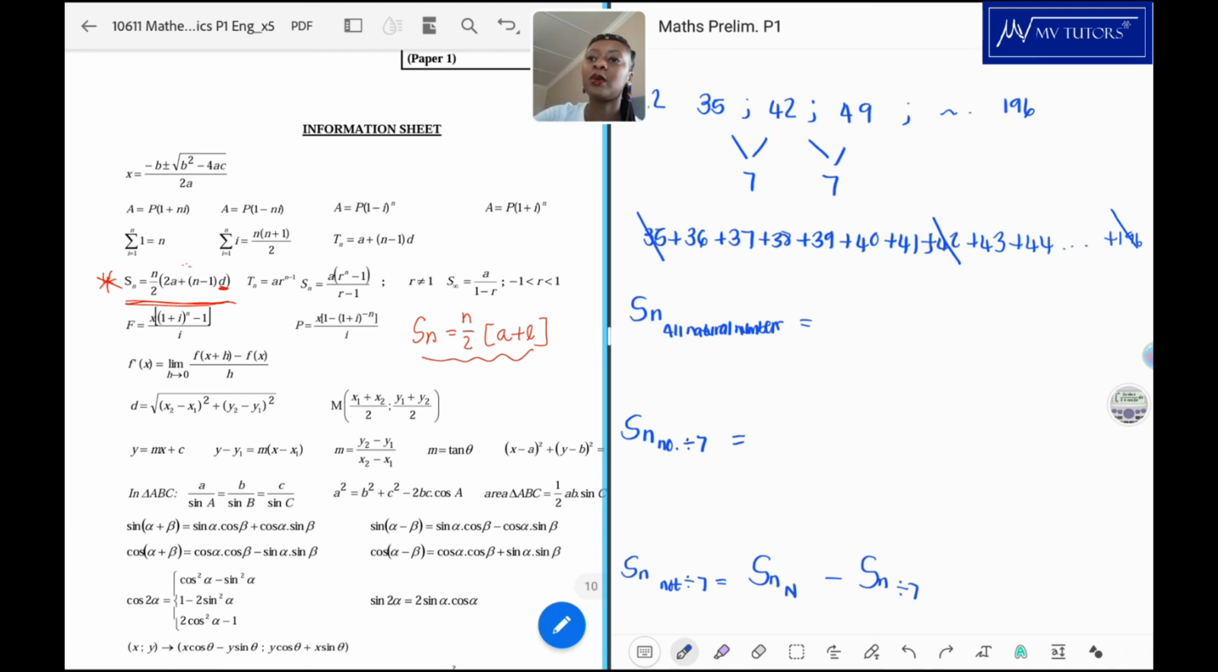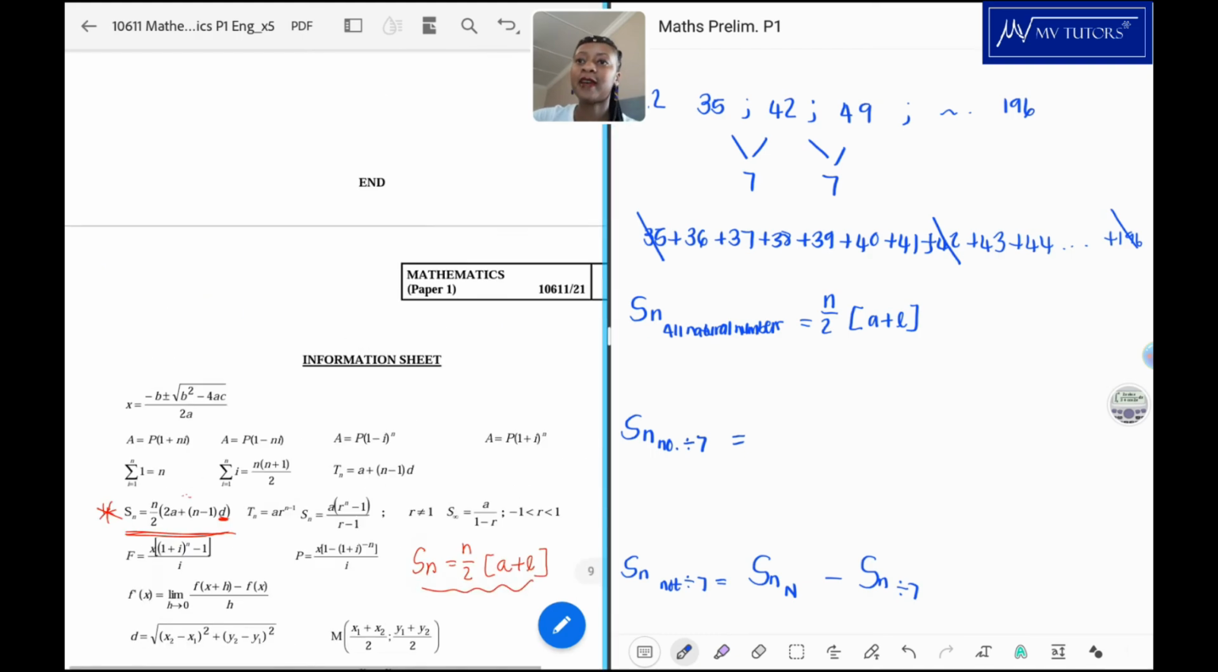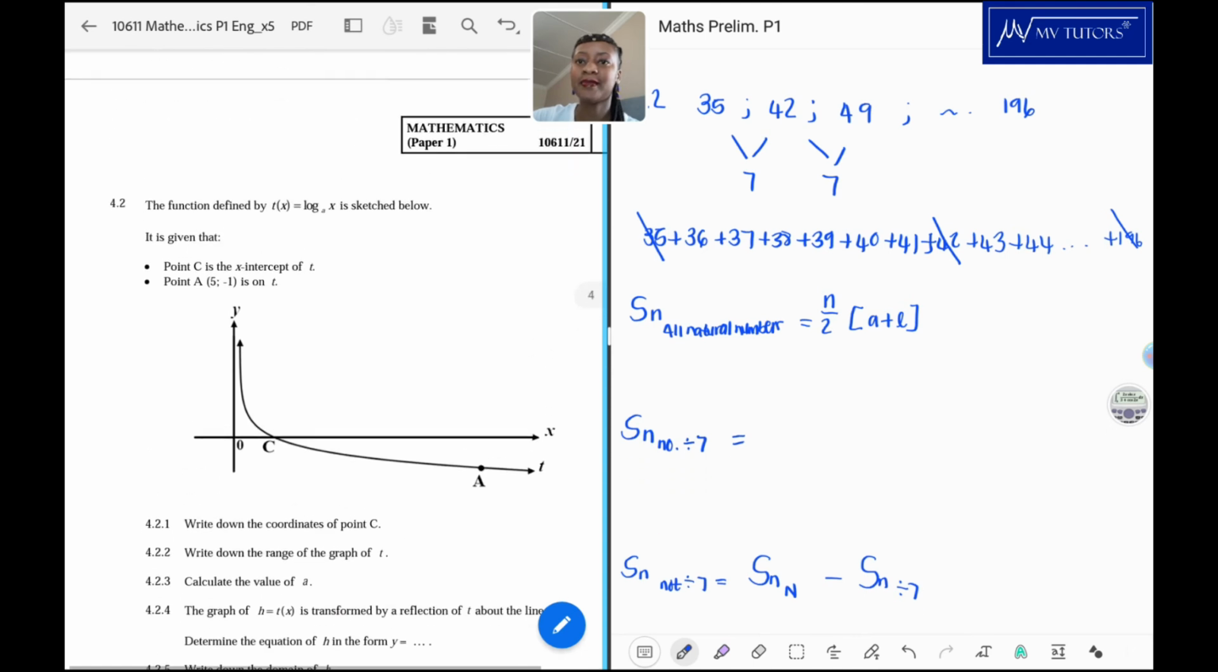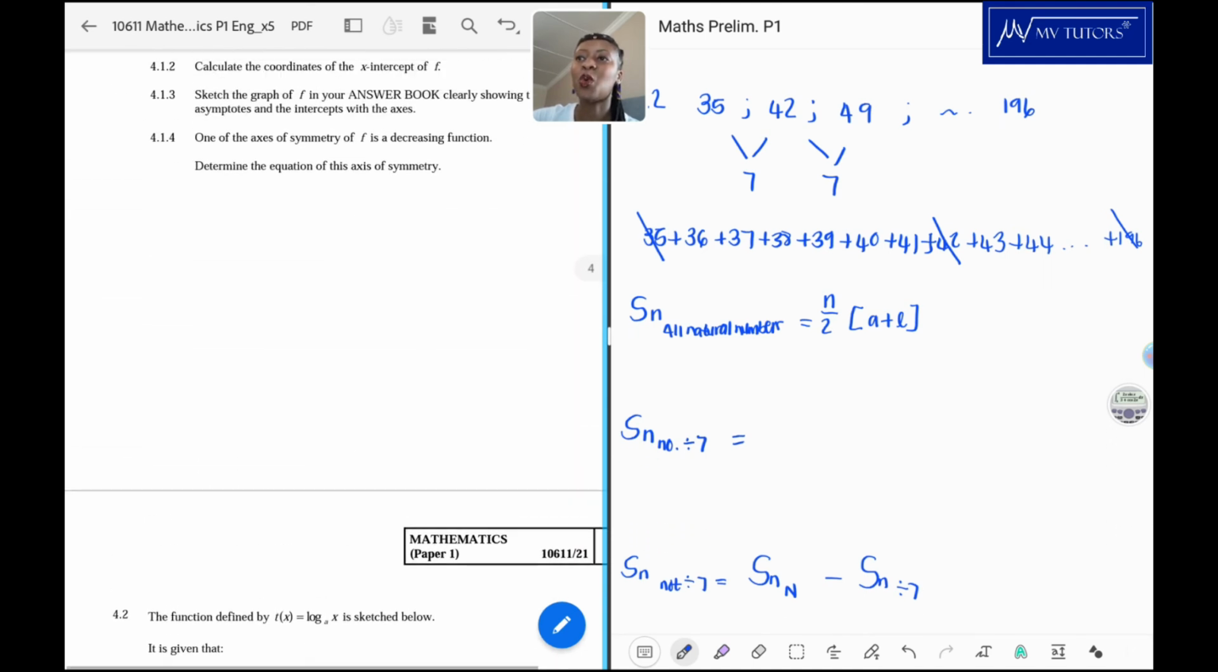All right, so n over 2, and then we have a plus l. We have the first term, which is 35, and then we have the last term, which is 196. Okay, but what is n?